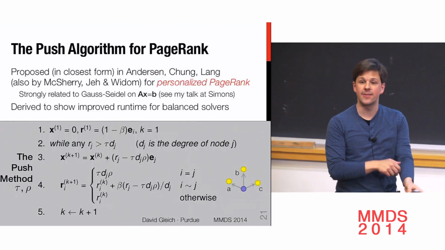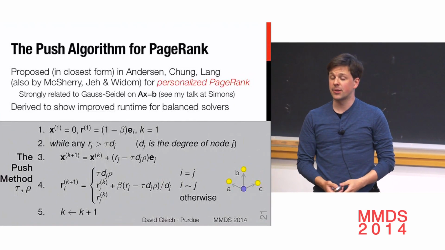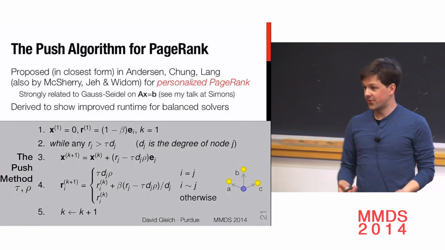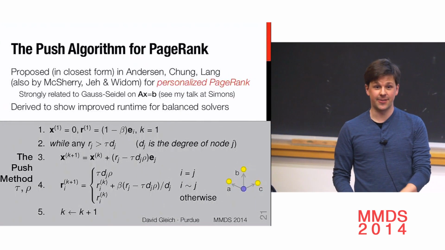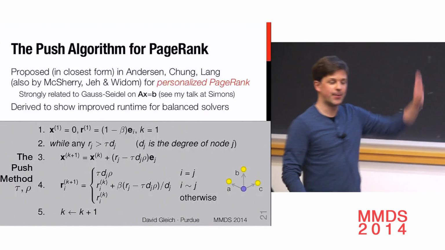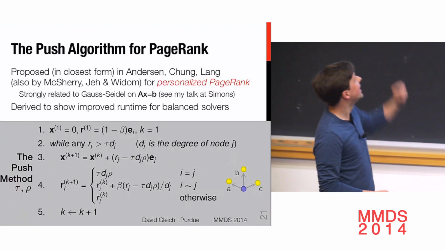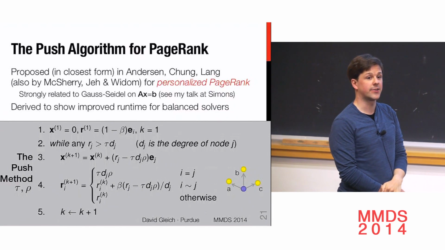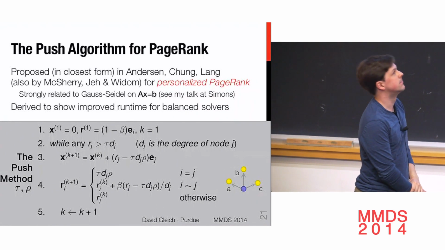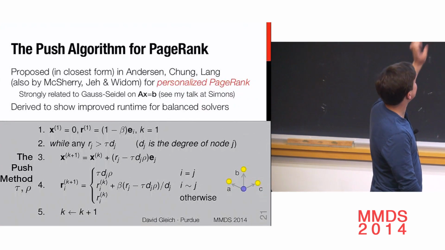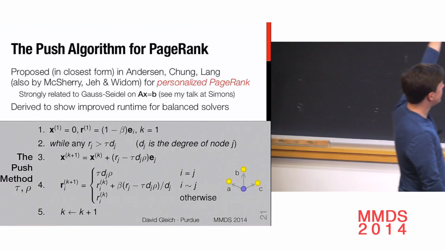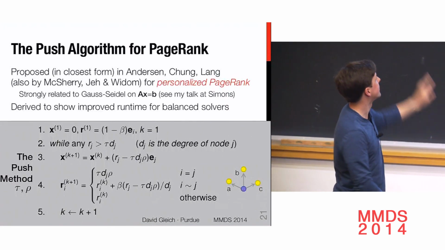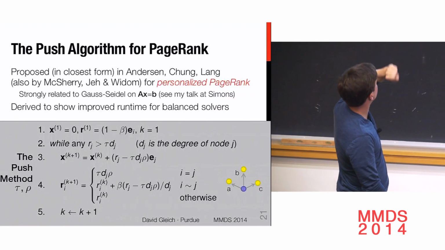It was also proposed in very similar form by Frank McSherry and Jeh and Widom. Again, I'm a matrix guy, so it turns out that this is really just a particular version of the Gauss-Seidel method, although most people would never explain Gauss-Seidel this way. If you do want to see a little bit more about that, I've got a talk online that was recorded at the Simons Institute last November on that. We don't have time for it here. They derived it to show a new runtime on balanced solvers of Laplacian systems, but let's just look through what happens here.